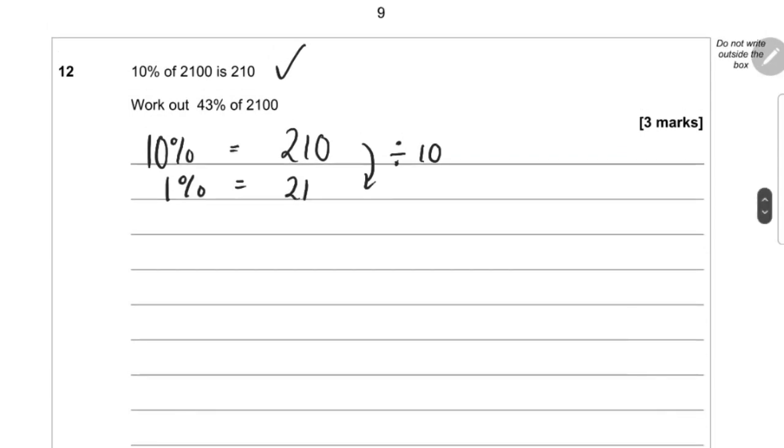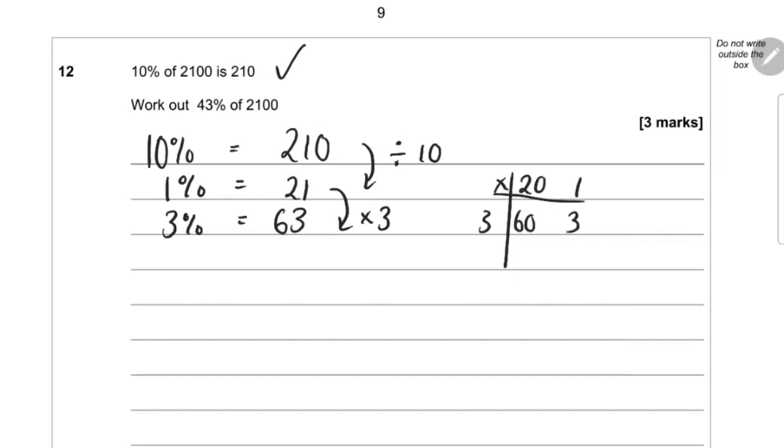So now let's try to work out 3%. Hopefully that'll be a bit easier. Now we can just times this by 3. So we'll have 21 times 3 is going to be 63. Again, you might want to write out a grid method to show how you've done that. 21, 3, 63, and add those together, 63.